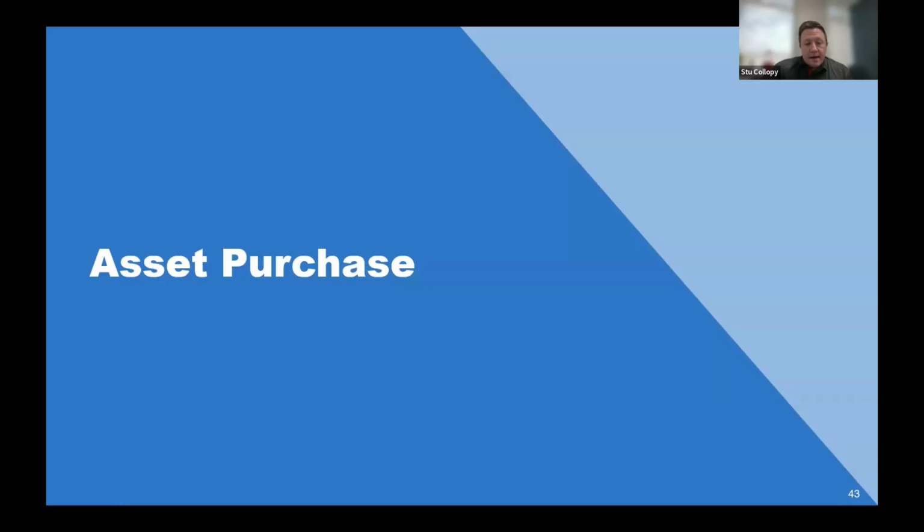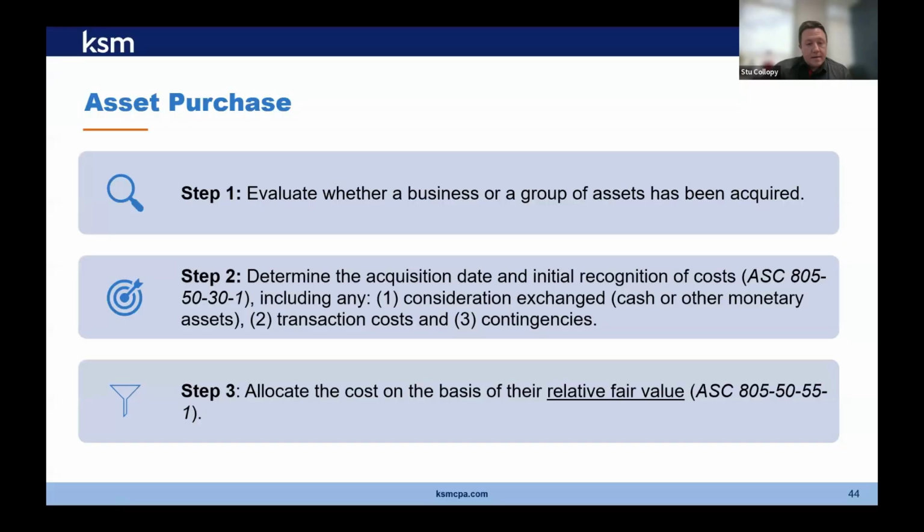So now I'll walk through a couple examples of an asset purchase. This is a little more complicated due to the remeasurement of assets. So here you have purchased a single asset or a similar group of assets. So you've evaluated whether a business or a group of assets has been acquired. Step 2 would then be to determine the acquisition date, the initial recognition of costs, and any consideration exchanged, transaction costs, or contingencies. Because as we previously mentioned, transaction costs are going to be capitalized in line with a purchase of an asset. And then number 3 is that's when you allocate the cost of the business based on the fair value method.